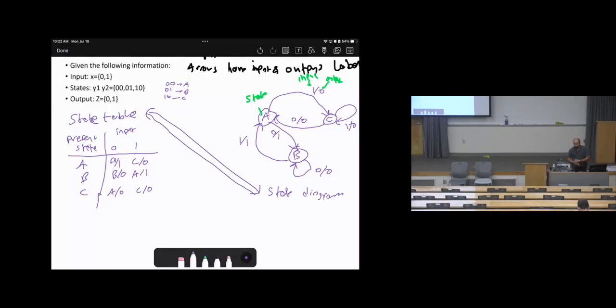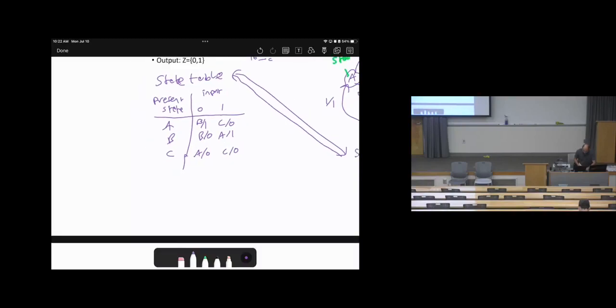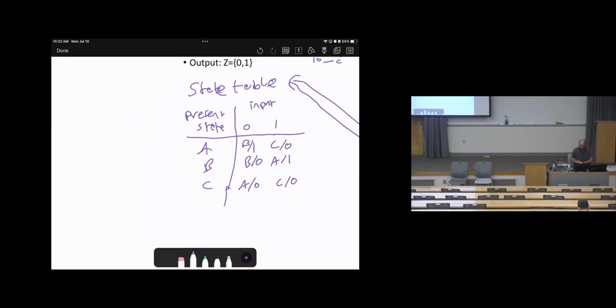So if we have a state table, how can we do it? Let me do the opposite. I have the state table and I need to make the state diagram. We have 3 states. I can make this A, this B, this C. So the first one, if in A the input is 0, it will go to B, and I will write 0, the output is 1. Now the second option, if the input is 1, it will go to C, and the output is 0.